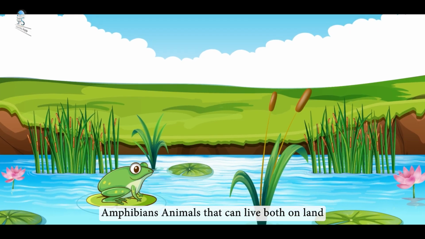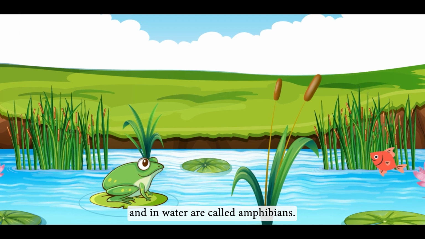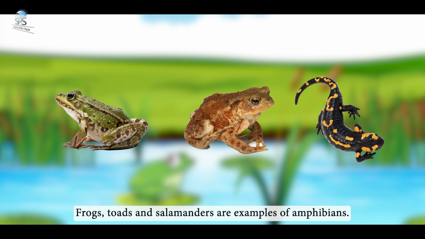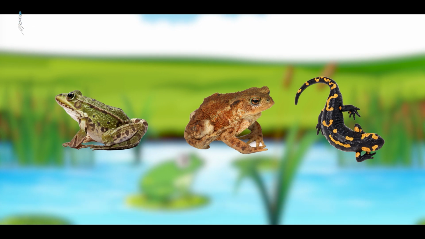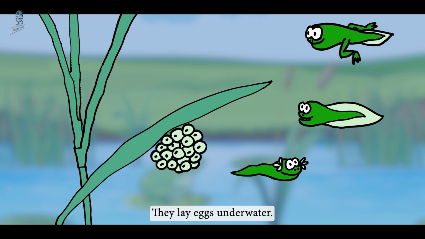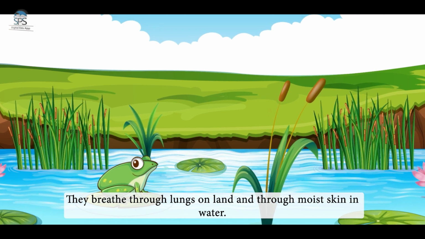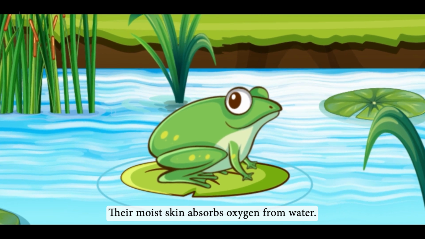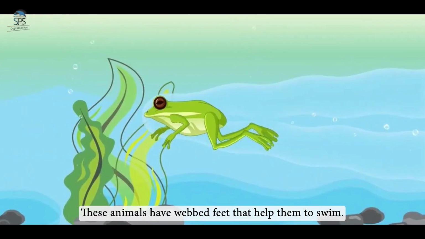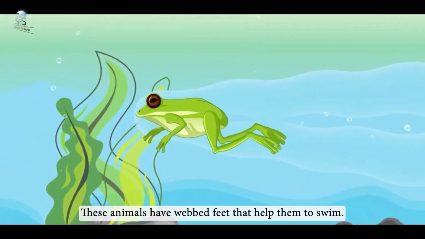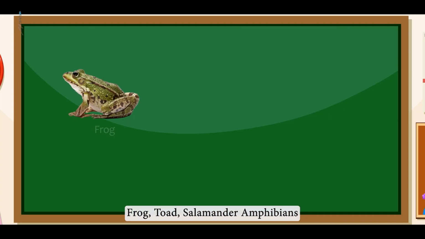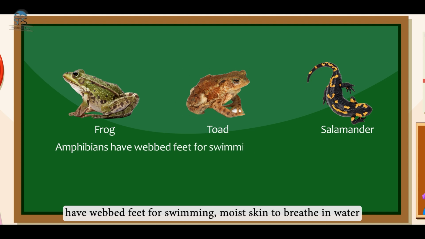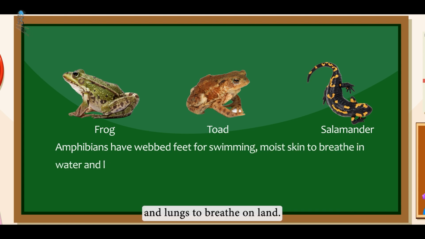Amphibians. Animals that can live both on land and in water are called amphibians. Frogs, toads and salamanders are examples of amphibians. They lay eggs underwater. They breathe through lungs on land and through moist skin in water. Their moist skin absorbs oxygen from water. These animals have webbed feet that help them to swim. Amphibians have webbed feet for swimming, moist skin to breathe in water, and lungs to breathe on land.